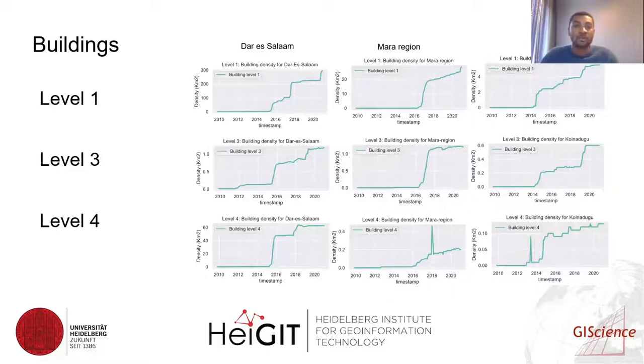Also, we could see that the trend or the timestamp when the mapping activities were done seems to be simultaneous in some instances and others not. For example, in Dar es Salaam, we could see that level 1 and level 3 tend to be mapped simultaneously rather than level 4. It should be noted that the maps were done in density and the y-axis differs.